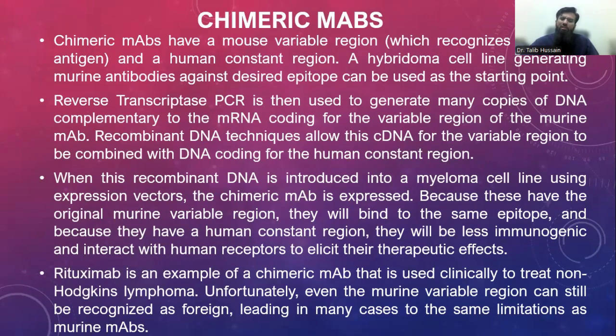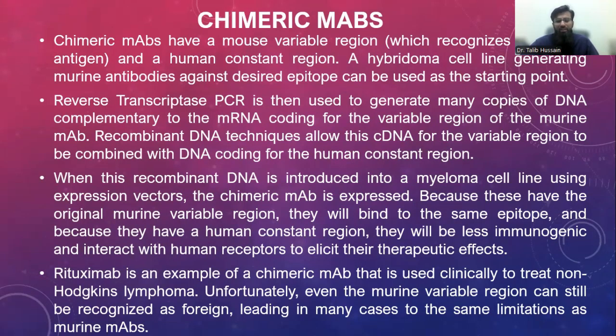An example of chimeric MABs are those which are used for non-Hodgkin lymphomas. Way past 2000, in 2005 or 6, it was actually registered as a drug, the MAB is rituximab. So rituximab is an example of chimeric MABs which are used for non-Hodgkin lymphomas.